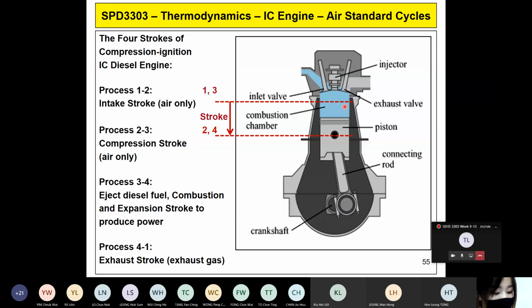Towards the end of this compression stroke, by using the injector system, diesel is injected into this high pressure and high temperature air. Diesel fuel is then vaporized to initiate the auto ignition, because the air temperature is above the self-ignition temperature of diesel fuel. Combustion occurs.